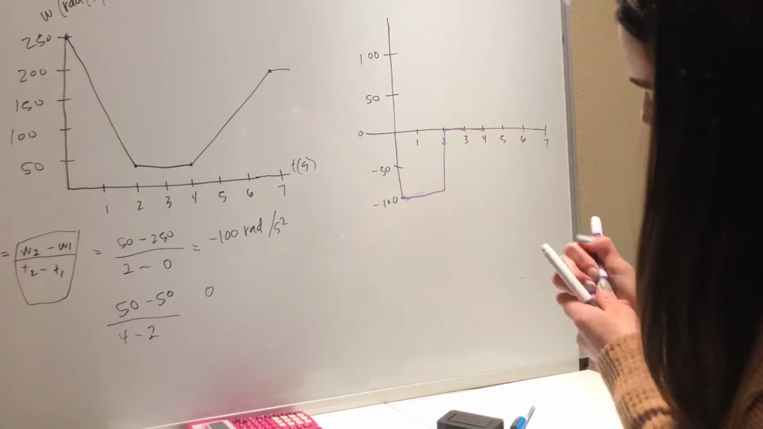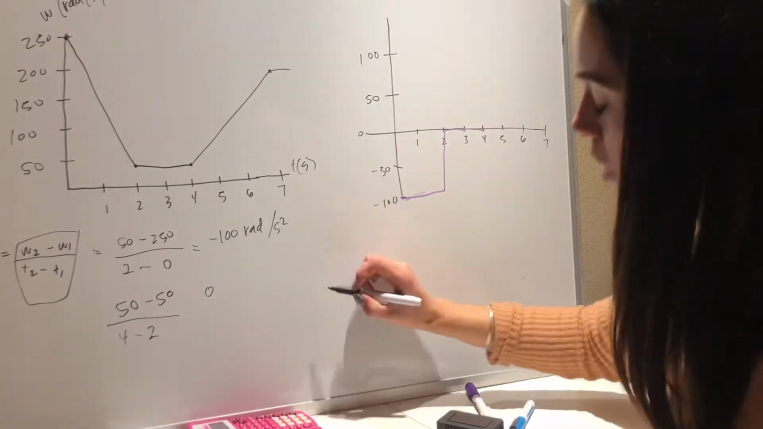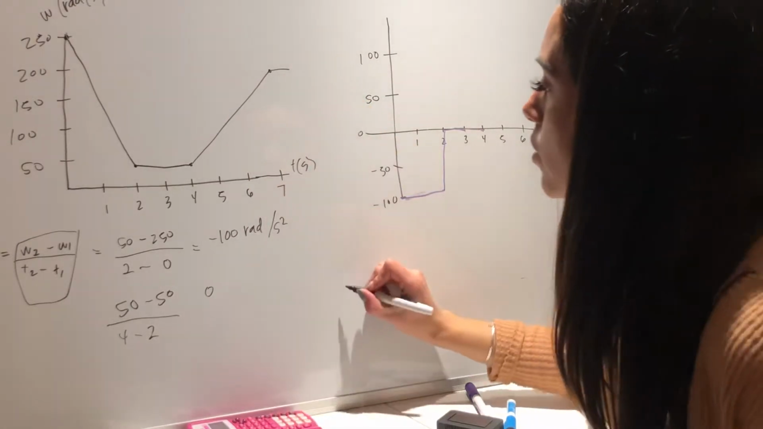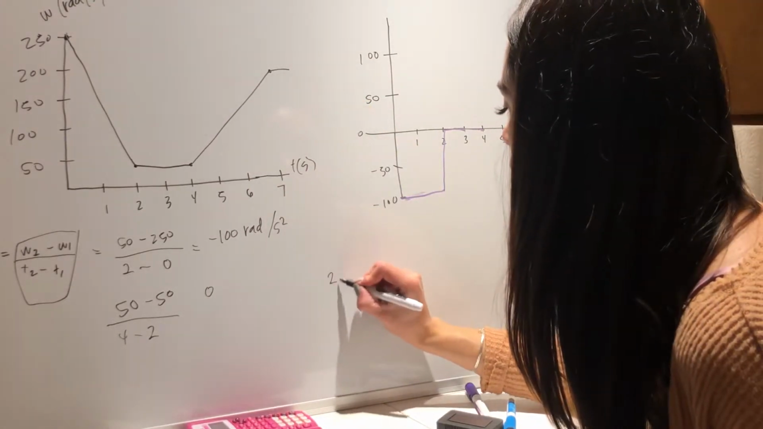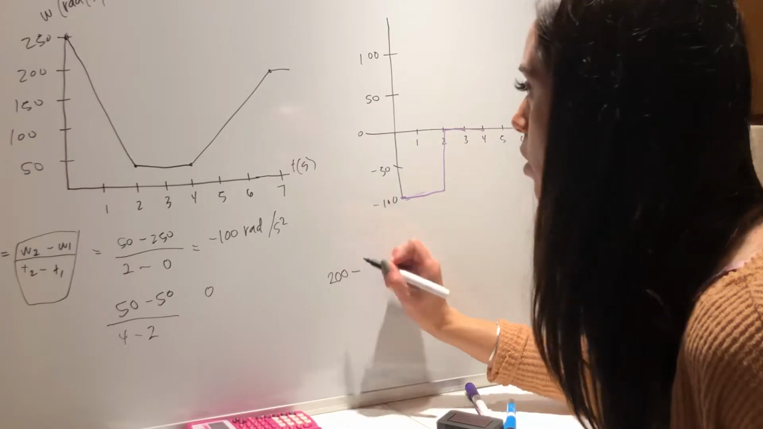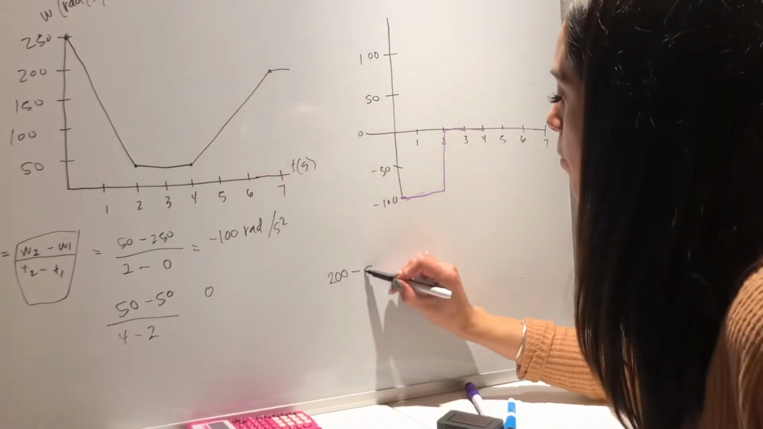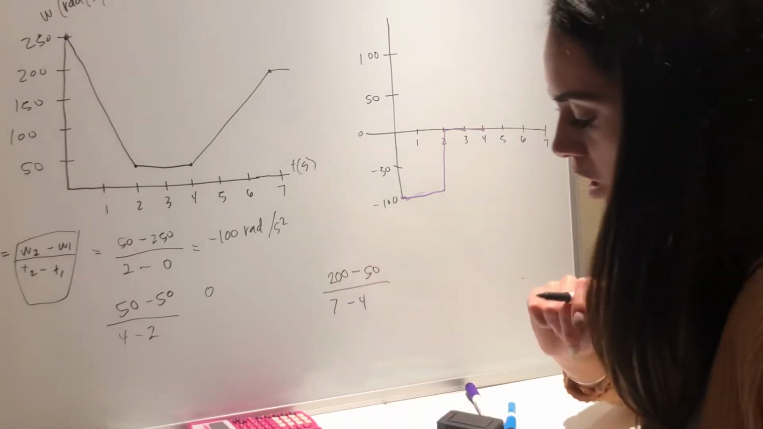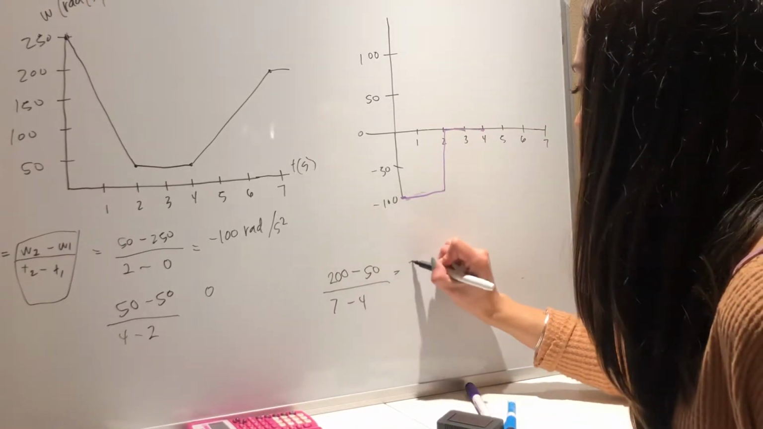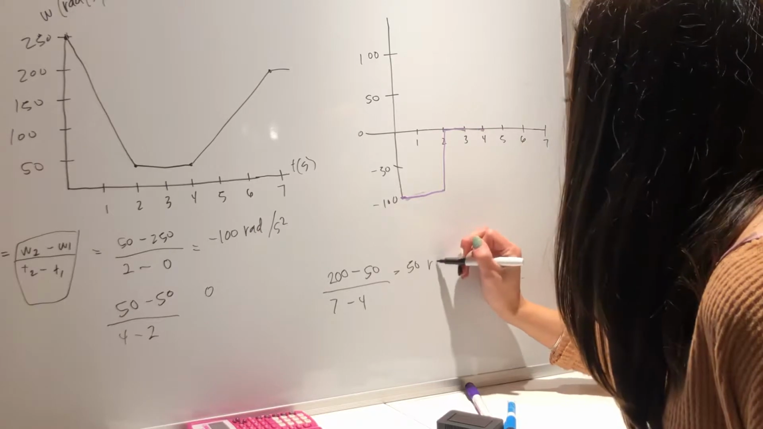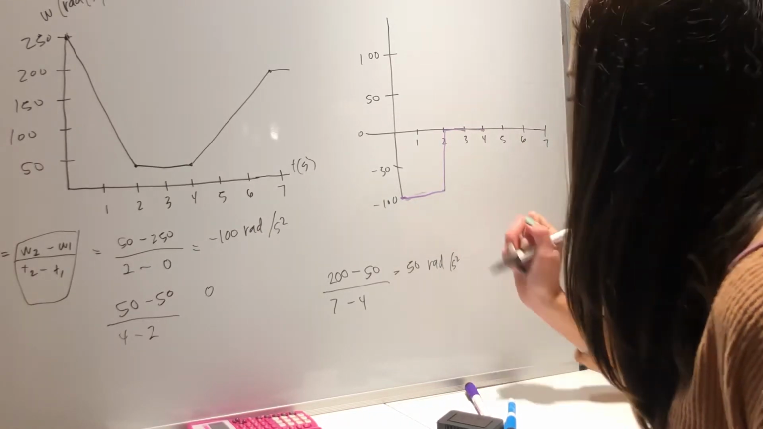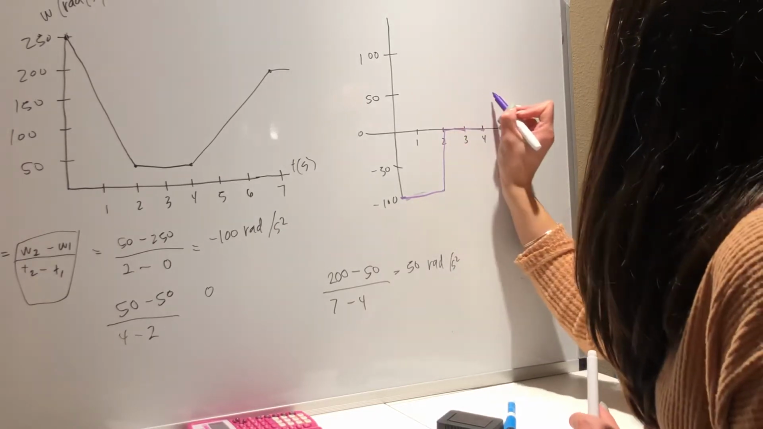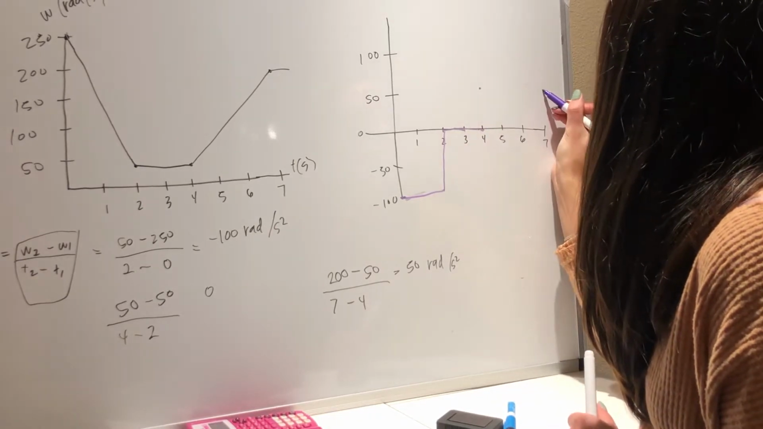And then we'll solve for the last segment, which is 4 to 7. So 7 is at 200, and 4 is at 50. Then we'll do 7 minus 4. And that equals 50 radians per second squared. So just from that segment, 4 to 7 is at 50.